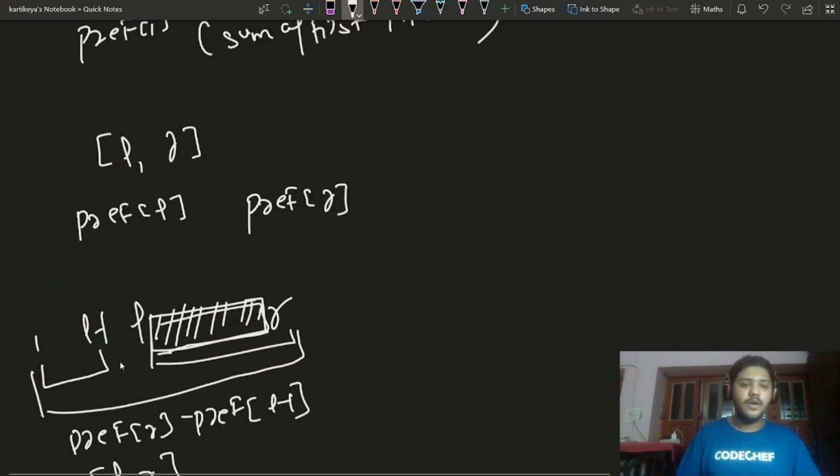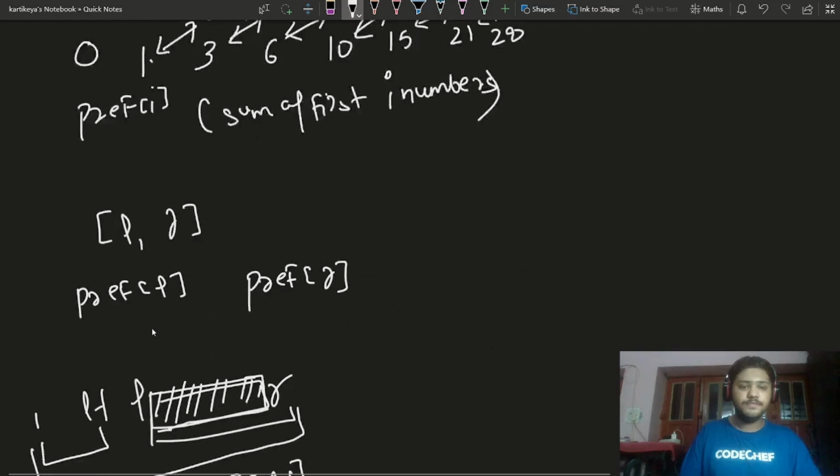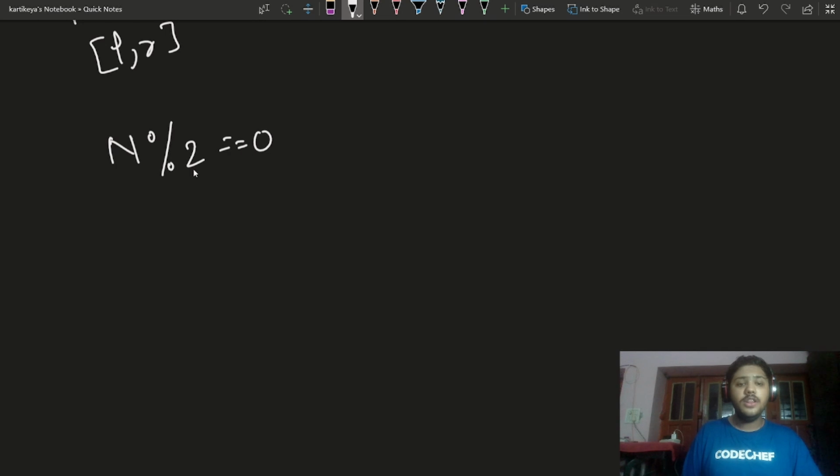Okay. Now let's use this prefix array to solve this expression. Okay. So for n being even, all the numbers greater than n by 2 were coming as positive numbers. So prefix of n minus prefix of n by 2. We need the sum of all the numbers which are greater than n by 2 as positive.